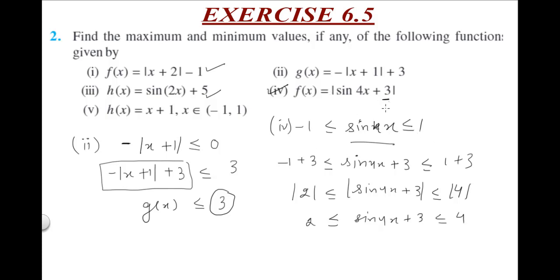Then we added 3 in all of them. So when we add 3 in them, we will get 2 here. We will get 4 here. So the minimum value is 2 and the maximum value is 4 from here. Clear? Now similar way you can attempt fifth also.